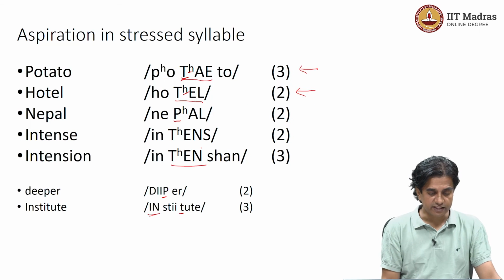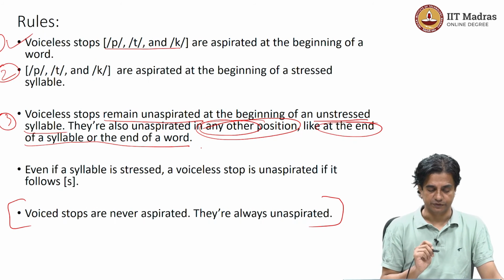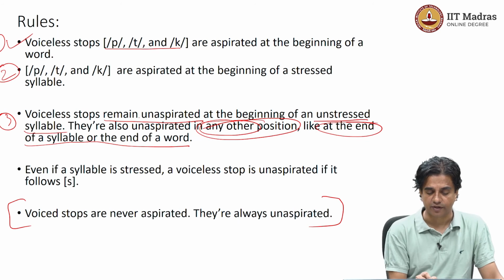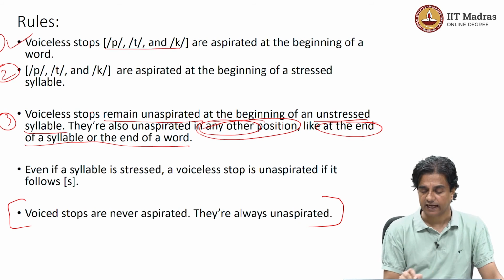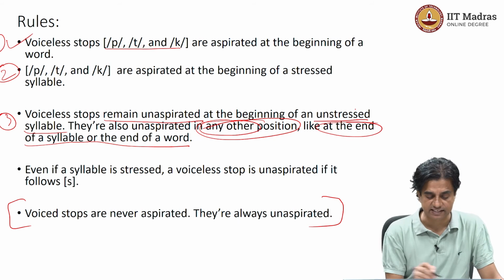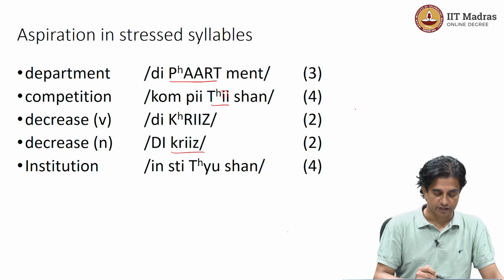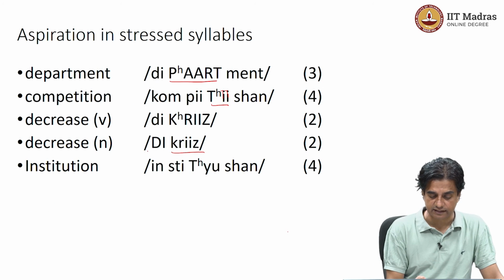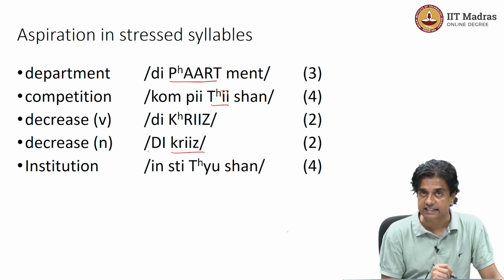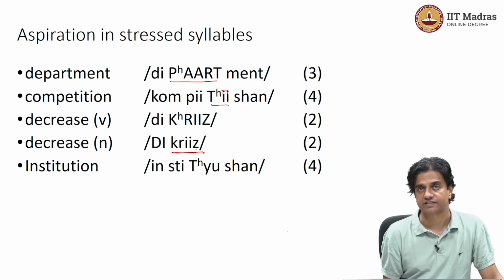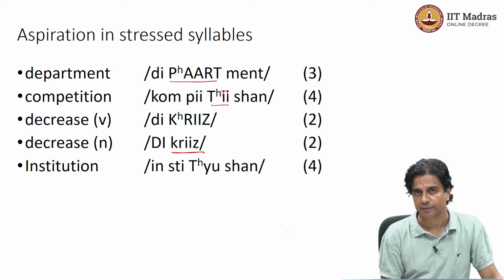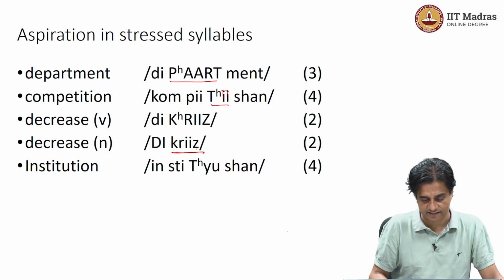So, this follows from the rule that voiceless stops remain unaspirated at the beginning of an unstressed syllable. So, in this word, decrease as a noun, the ka in crease remains unaspirated because the second syllable is unstressed.